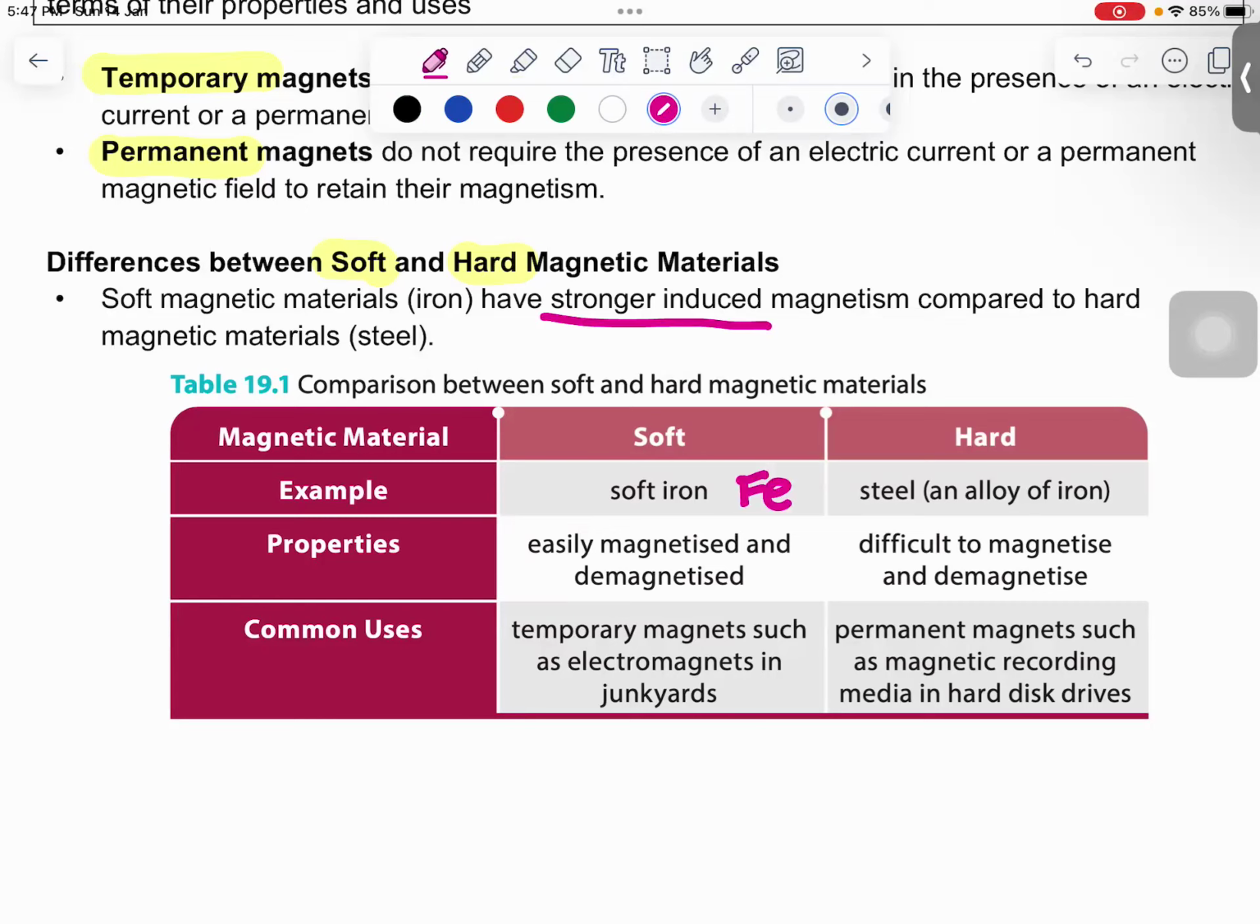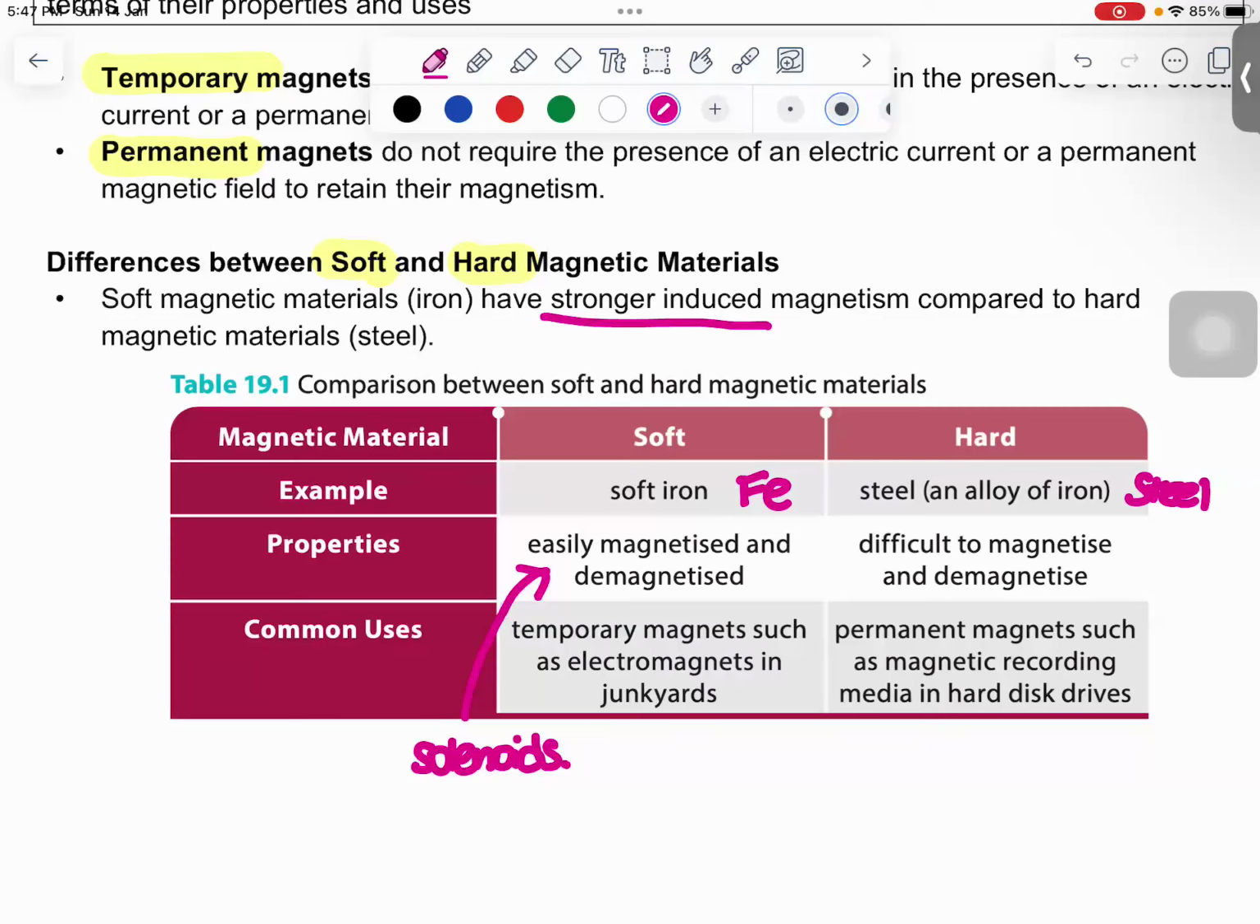Because sometimes I require the magnetism, like in the junkyard, when I'm trying to pick up the magnetic materials, sorting it through the junk, I can put the current in, and then when I remove the current, it ceases to be a magnet. Your permanent magnets are usually steel, because it's hard to magnetize or demagnetize.